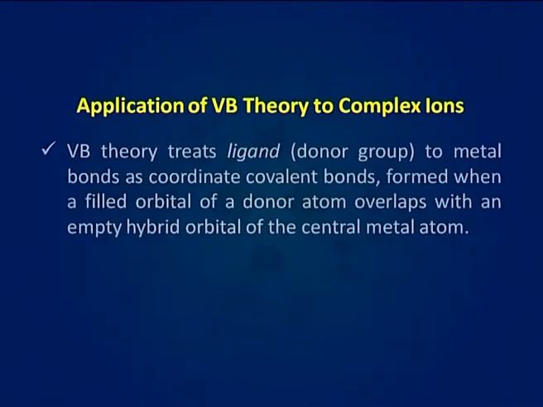Now we will discuss the applications of valence bond theory to complex ions. Valence bond theory treats ligand to metal bonds as coordinate covalent bonds formed when a filled orbital of a donor atom overlaps with an empty hybrid orbital of the central metal atom. The molecular geometry is predicted using VSEPR theory.